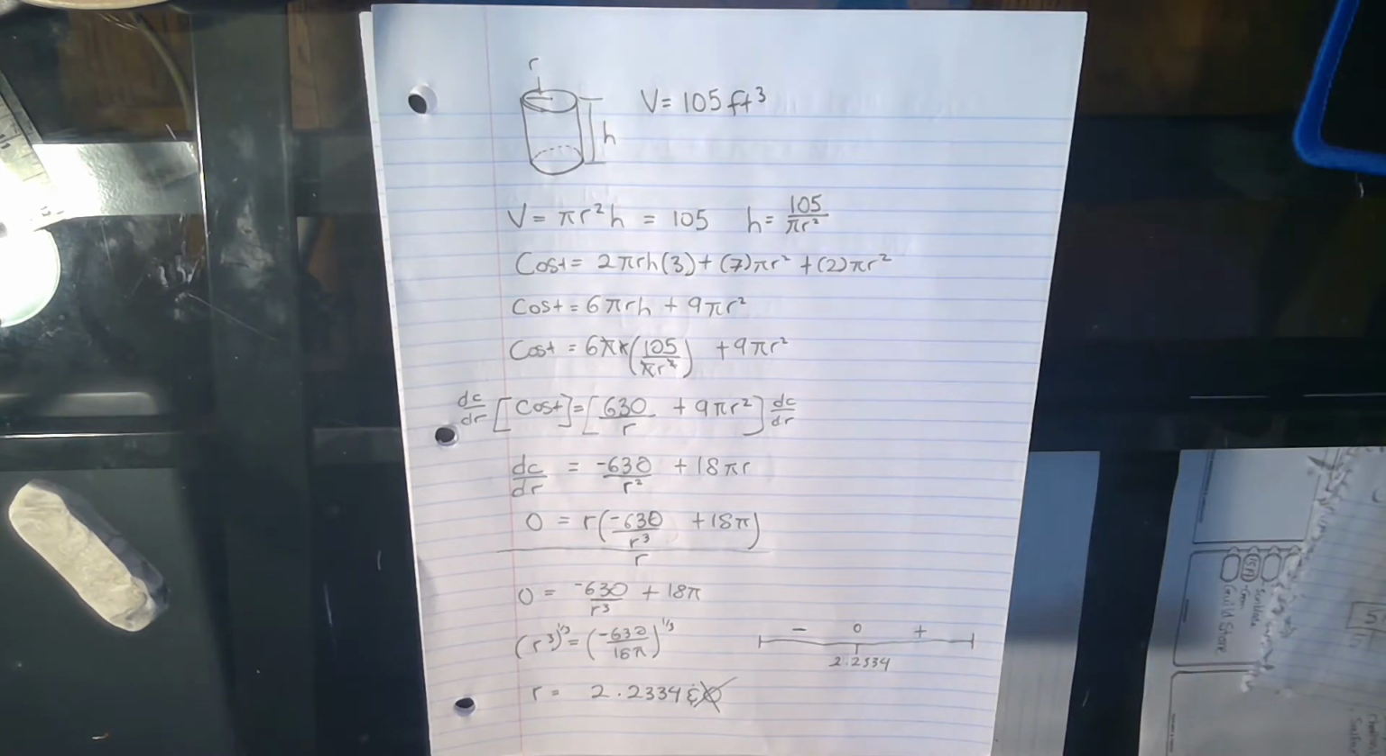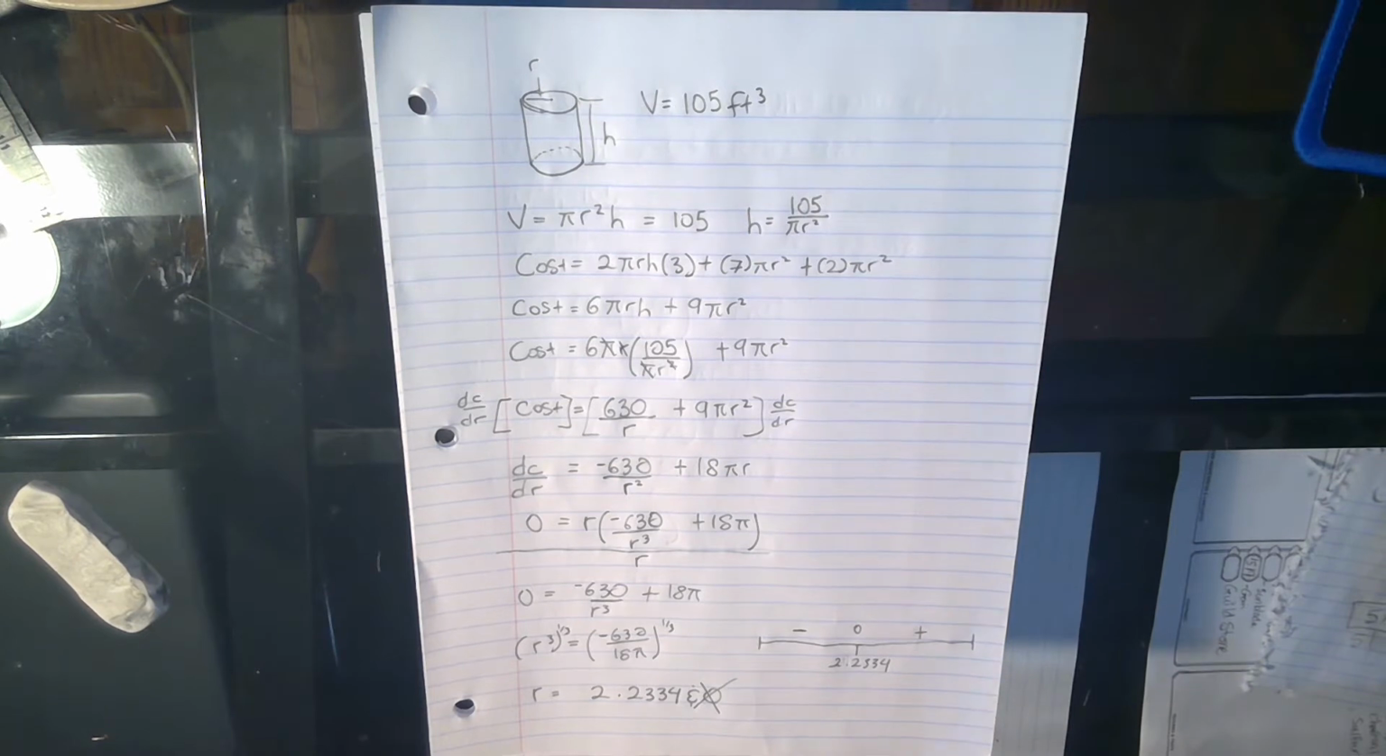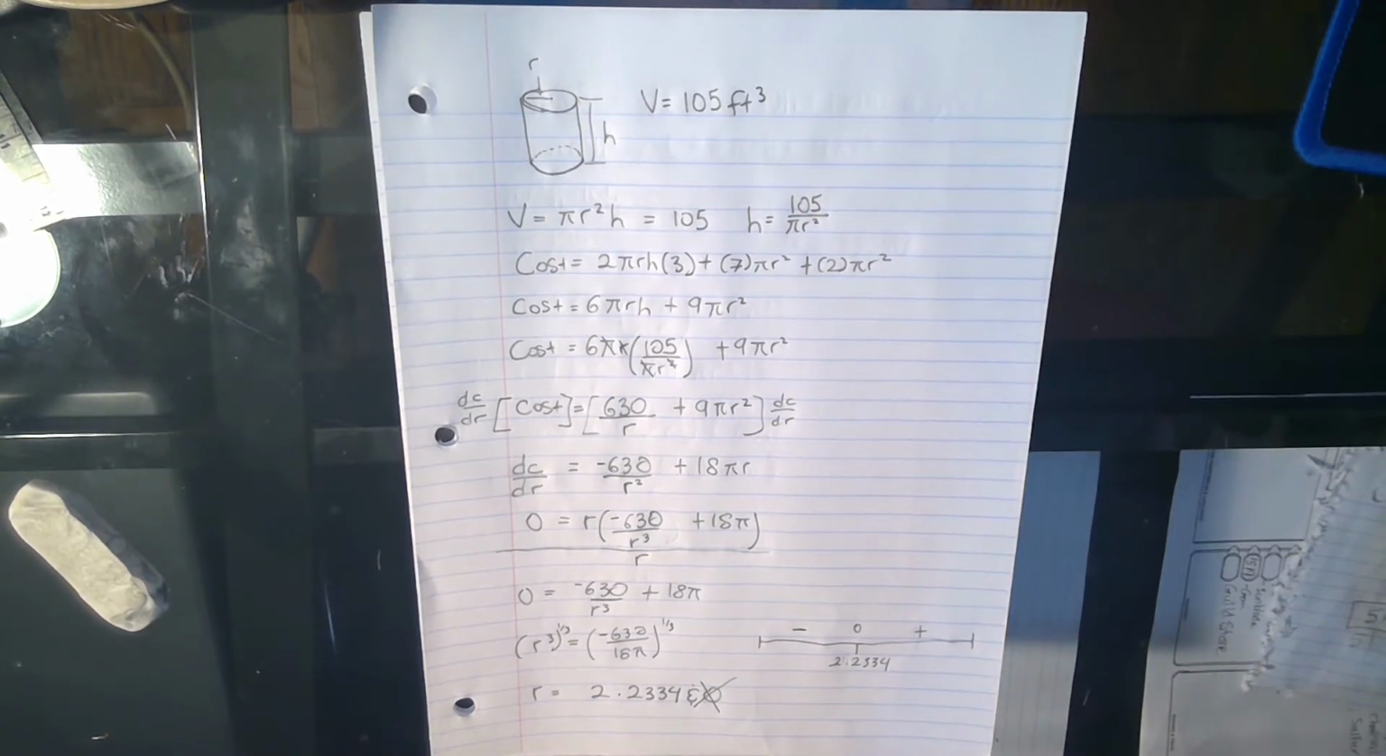Here we have a problem where we want a cylinder with a volume of 105 cubic feet and whose material for the wall will cost $3 per square foot. The bottom of the tank will cost $7 per square foot, and the top of the tank will cost $2 per square foot. We were asked to find the dimensions that will minimize the cost as well as what the minimum cost is.